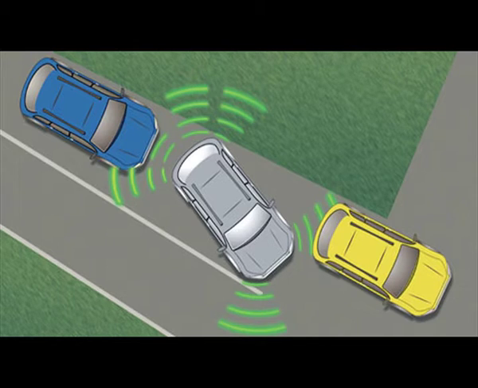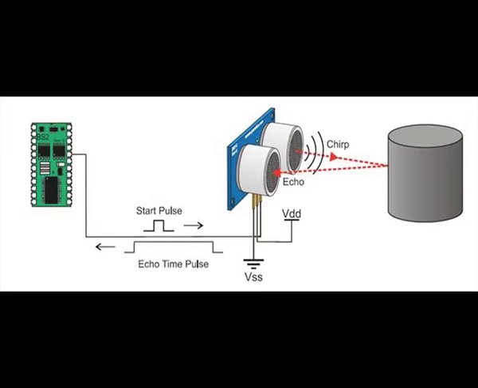The principle is simple. You send an ultrasonic blip and you measure the time it takes for the echo to arrive. Twice the distance to an object is then the speed of sound times the echo time. For a distance of 1 meter, the echo time is about 6 milliseconds.